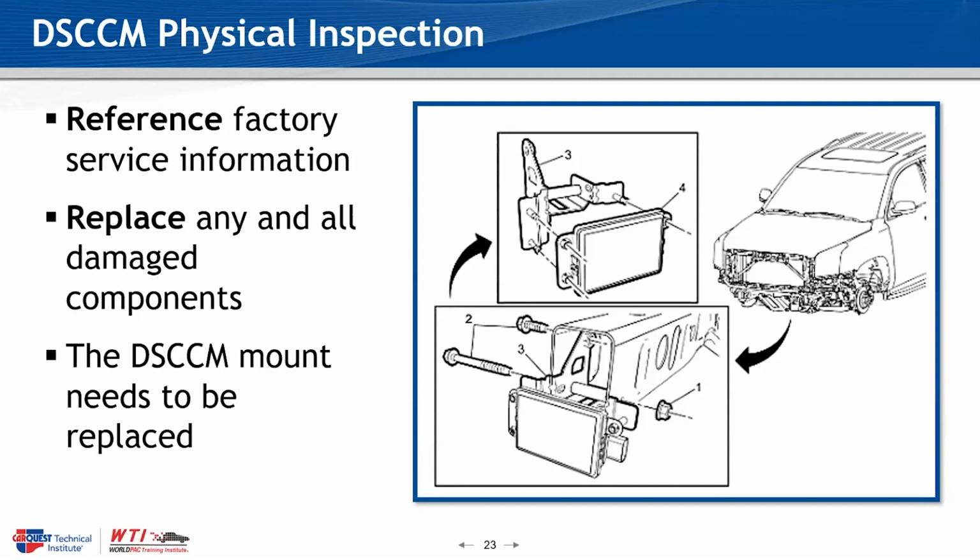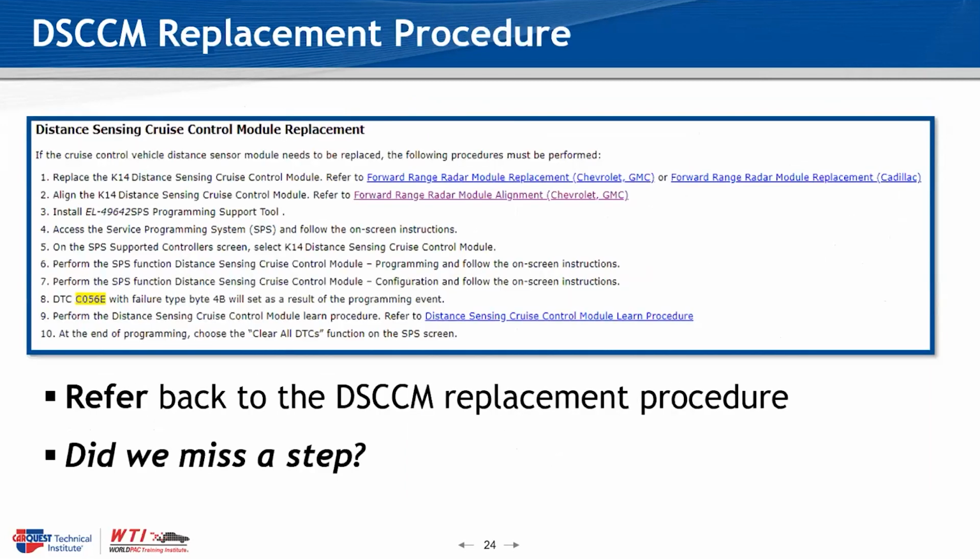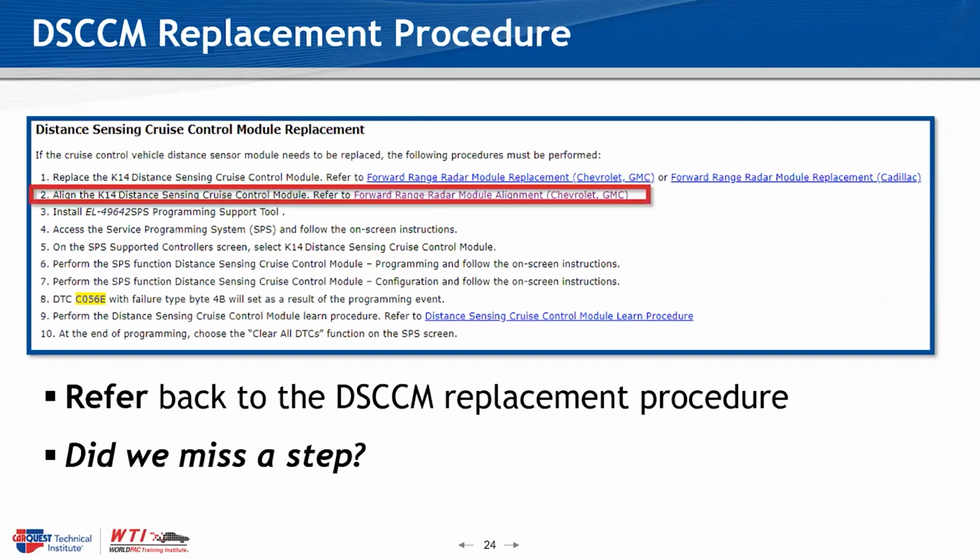How does that affect you in your bay? Should we make sure we read through all of this information first? Because why did this happen? Why did we miss this? Well, if we go and look back at that set of instructions where we harped kind of on steps 6 and 7 about programming and configuring, there's step 2 that we kind of missed, which is align the distance sensing cruise control module.